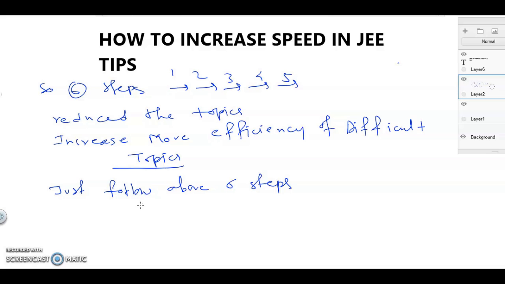Since you have less time for the upcoming JEE Advanced exam, just follow these six steps. I have already uploaded one video about seven topics from mathematics that cover both paper 1 and paper 2, almost 70% of the weightage of marks. I suggest you go to my channel and see those videos for more information.